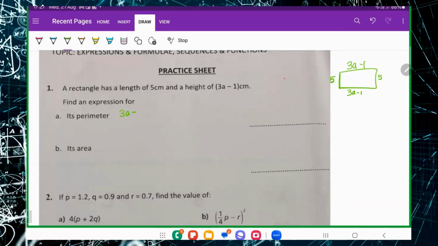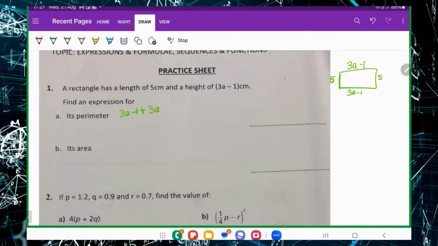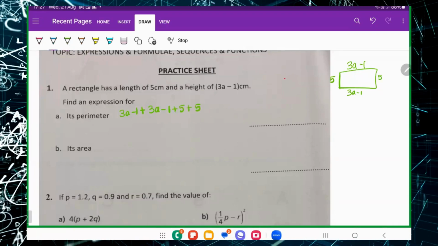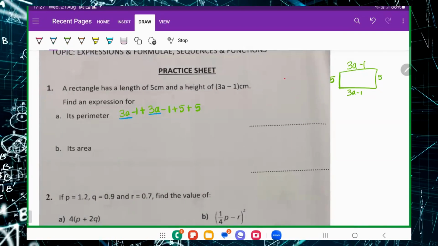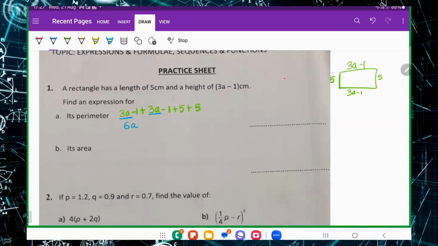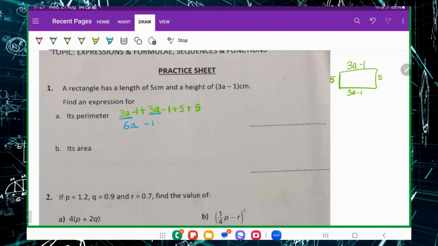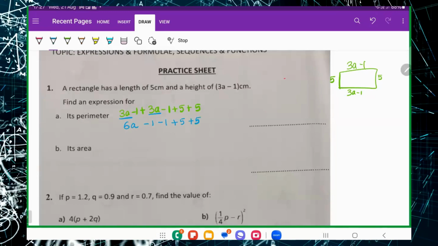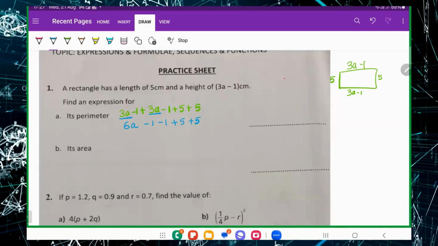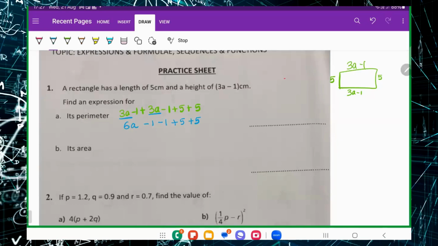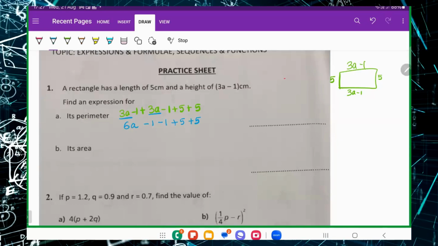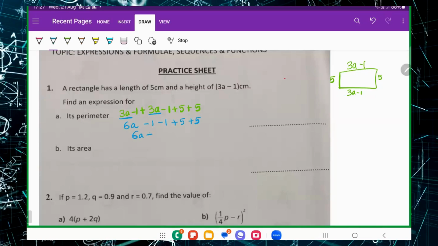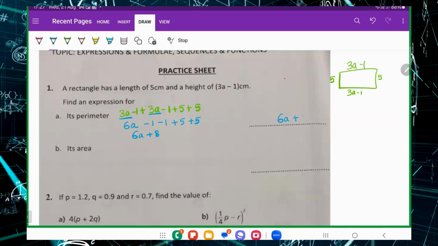So I have 3a minus 1 plus 3a minus 1 plus 5 plus 5. Perimeter meaning sum of all sides, right? So the like terms are going to be together. 3a plus 3a, that will give me 6a. And then you have minus 1 plus 5 and plus 5. So minus 1 will give you minus 2. Okay, and minus 2 plus 5, that will give you a plus 3, and plus 3 plus 5 will give you a positive 8. So you have 6a plus 8, and that's your answer.